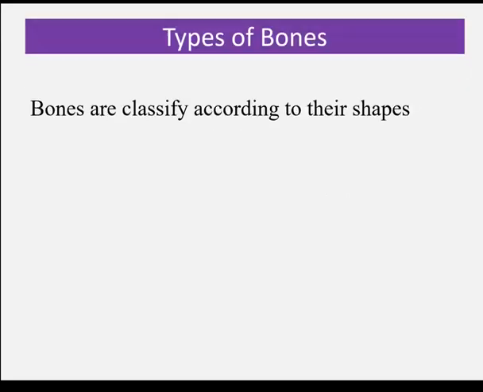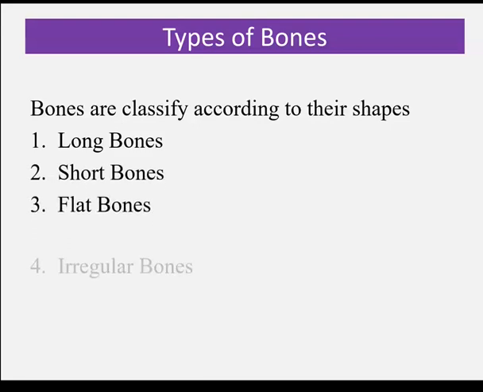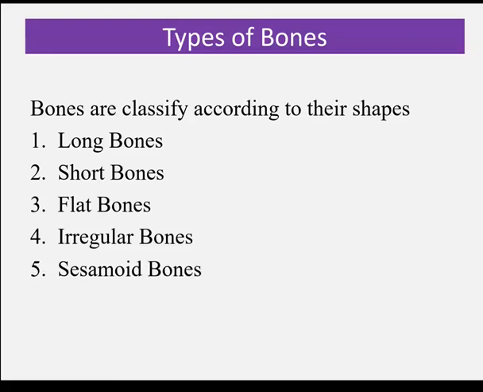So types of bones. Bones are classified according to their shapes. First is long bone, short bone, flat bone, irregular bone, and sesamoid bones. These are the five types of bones according to their shape.